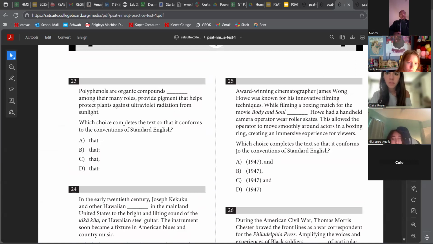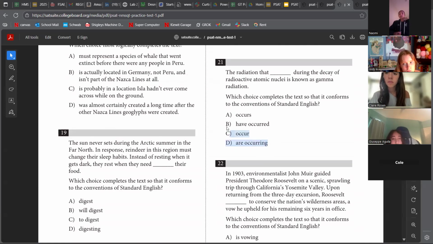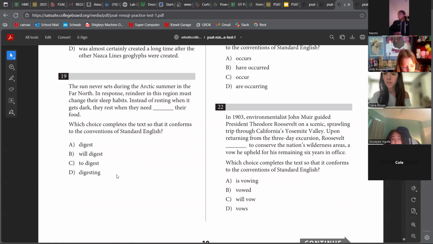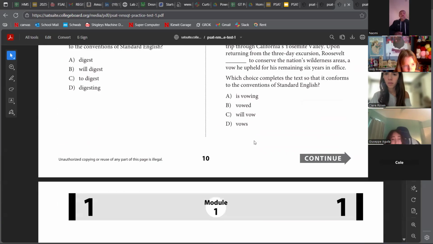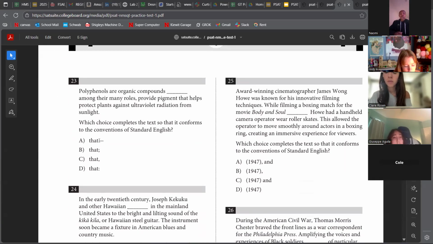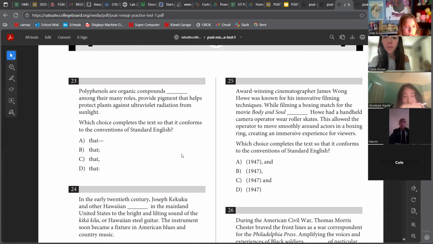Perfect. Okay. And we can see all of these were pretty much agreement issues and verbs. And now it's going to switch. Again, looking at the answer choices, we can see everything here is just that, but it's a different comma, colon, different punctuation there. So yeah, go ahead and answer that one.